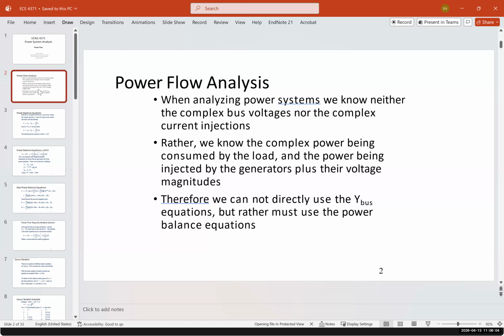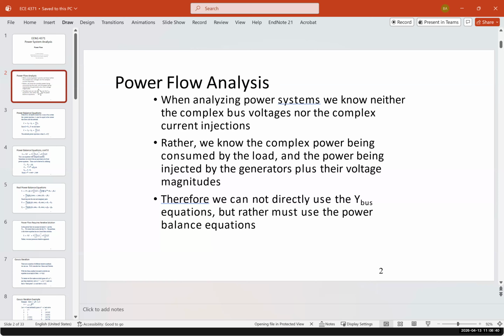grids. In smart grids, everything is connected. We have a two-way connection. So most of the time we have a good picture of how much the load is consuming, the voltage, the current, everything is shared. But in traditional systems, again, we don't know how much power is being consumed by the load. We don't know the voltage, we don't know the current injection, but we know the generation part, how much power is being generated, and the voltage magnitude as well.